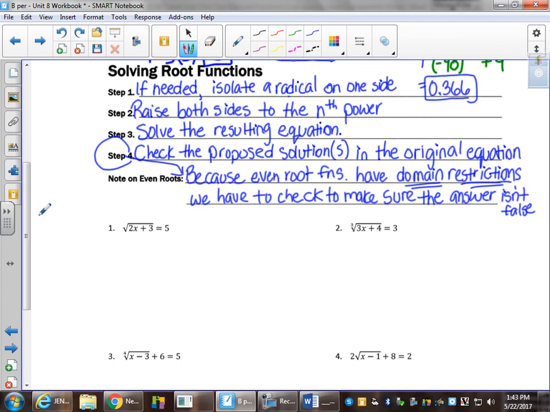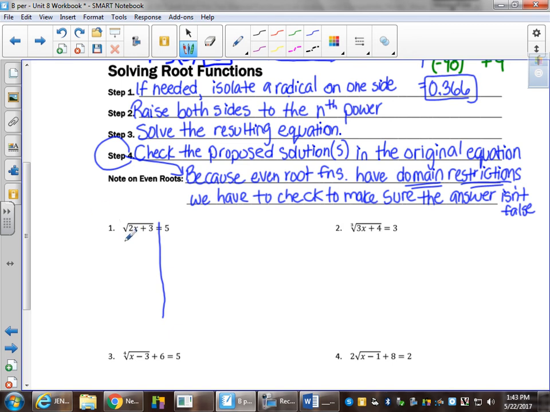That's as much of written notes as we're taking on this new skill. The rest will be practice. So let's get right into number 1. We're going to draw a line down our equal sign, and we're going to use our steps each time. So step 1 said, if needed, isolate a radical on one side. Isolate means get it by itself. When I look at number 1, this radical is already by itself, so I don't have to concern myself with getting it by itself. Step 2 is where our work is going to start. It says, raise both sides to the nth power.